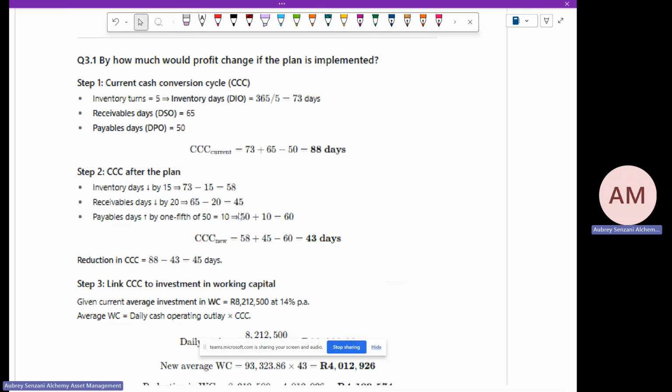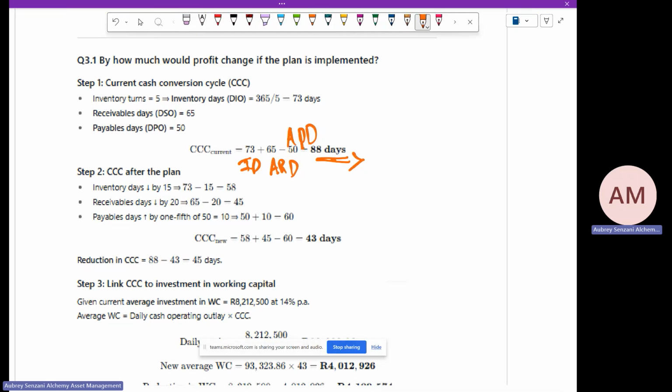You can see the 73 is your inventory days. Your 65 is your ARD, and then obviously your 50 is your APD. Okay, so it's giving us 88 days on the current plan. That's how long it takes us to convert our current liabilities and current assets into cash. That's how long it takes us, 88 days on the current plan.